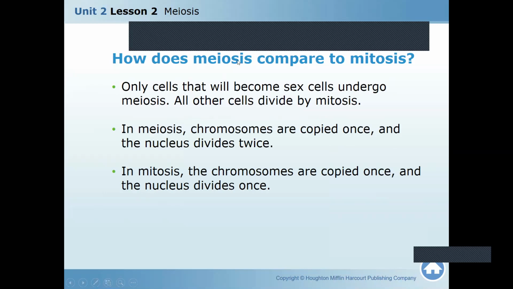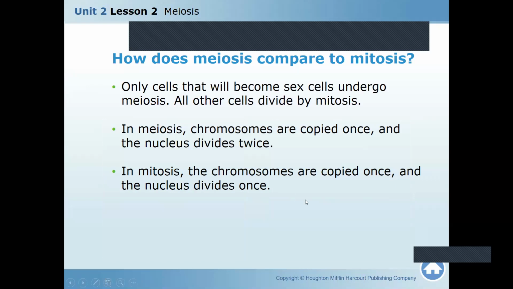Now, when you compare meiosis and mitosis, girls, this is a very, very important slide. Very important question: how are mitosis and meiosis different? Only cells that will become sex cells undergo meiosis. Like in my body, only my reproductive organs, that is the sex cells, will go through meiosis. The rest of my body, my hair growing, my fingers growing, will not have meiosis. Do they need a parent to grow my hair? No. This will undergo mitosis.